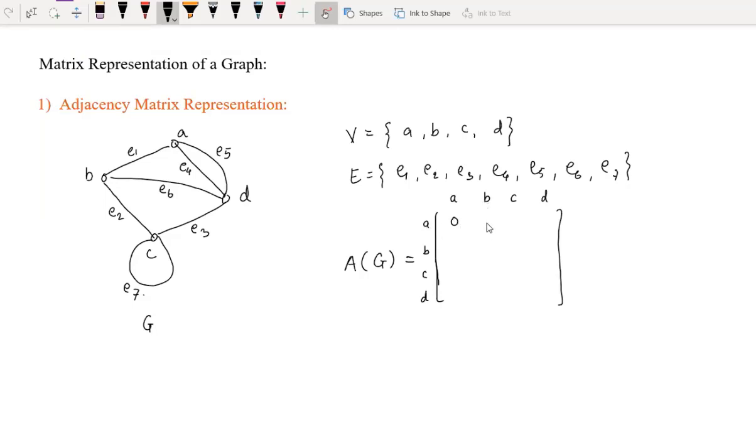Then A to B. How many edges are there between A to B in the graph? Only one edge is there. Okay, A to B. A to B के बीच में कितने edges है? एक edge है. So that's why we'll write here 1 only. Then A to C. How many edges are between A to C? Zero edges there. So that's why the entry is 0. And then A to D. Two edges are there between A to D. So that's why this entry is 2.